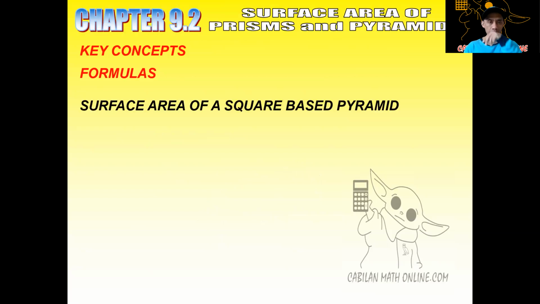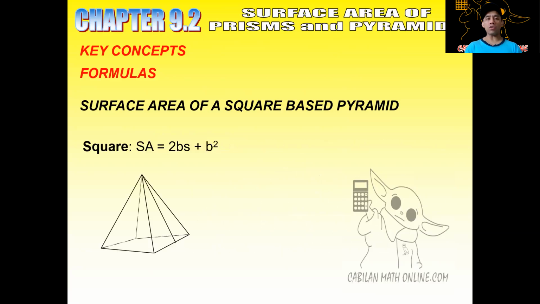All right. So the next one over here again is a square-based pyramid, and in this course we're only going to look at square-based pyramids. With a square-based pyramid, the surface area is given by the formula 2bs plus b squared. The two b's here will be the same length, and that's why it's a square-based pyramid. So the square base always represents the bottom.